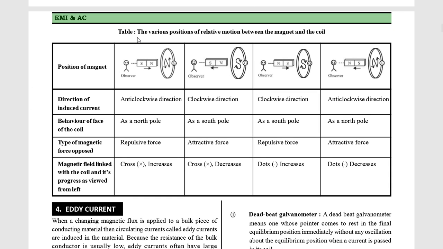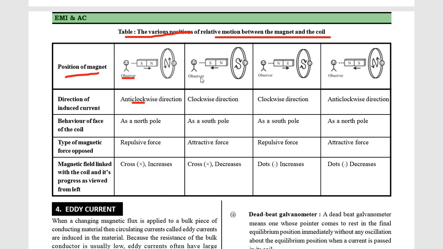Now you can see a table on your screen. This table will explain things very clearly. You can see a table for the relative motion between the magnet and the coil. This one is the observer and this one is the coil. This one is the position of the magnet. The direction of induced current in this case is anti-clockwise, because this magnet is moving toward the coil. It means the front face of this coil becomes the north pole.